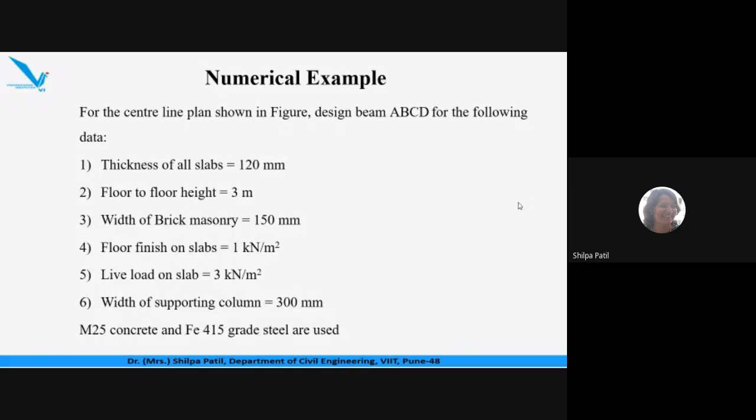First, thickness of all slabs equal to 120 mm, floor to floor height 3 meter, width of brick masonry 150 mm, floor finish on slabs 1 kilonewton per meter square, live load on slab 3 kilonewton per meter square, width of supporting column 300 mm. M25 concrete and Fe 415 grade steel are used. So once you finish writing this problem statement, let me know. I will show the diagram.